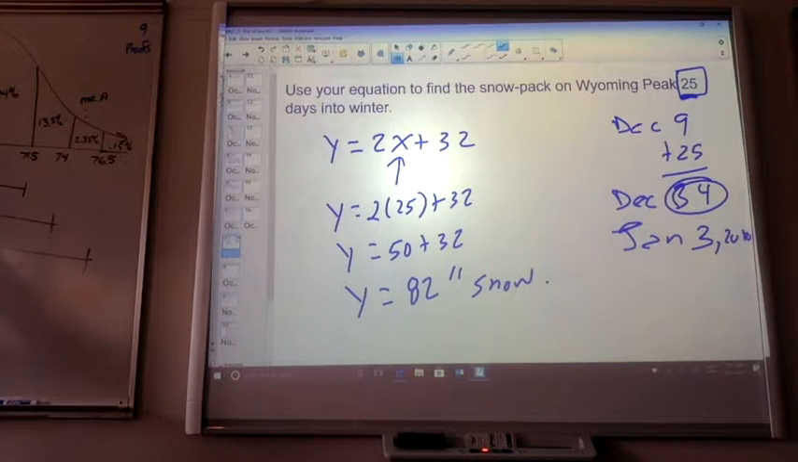82-inch base. How many feet is that? Anyone know? It's like 12 goes into 82. Why am I using 12? Inches. So it's 6 feet, with some inches left over.